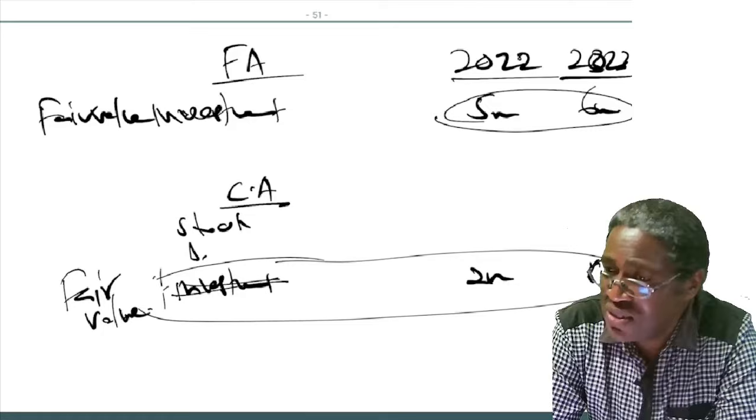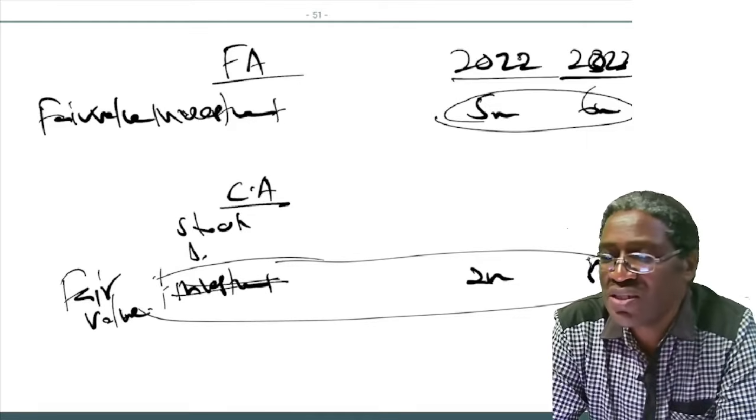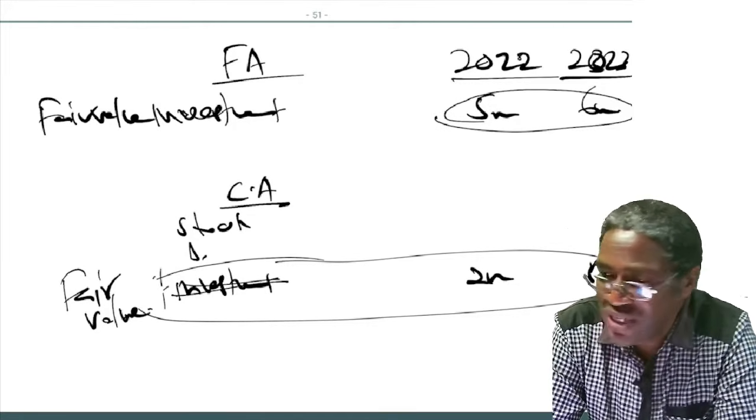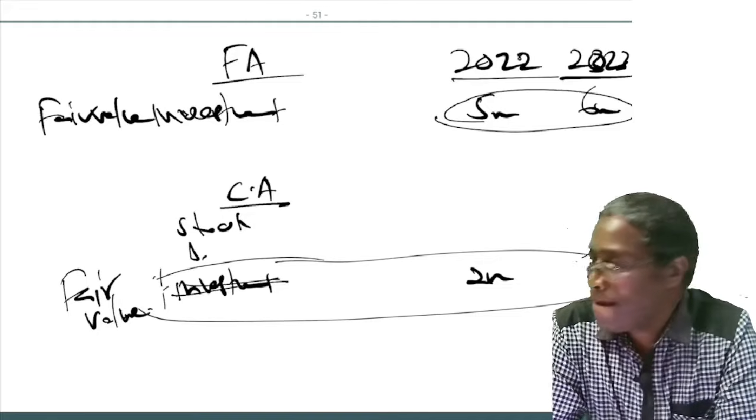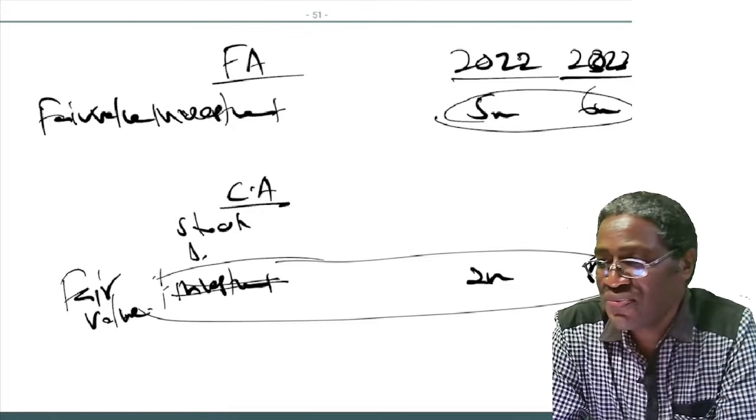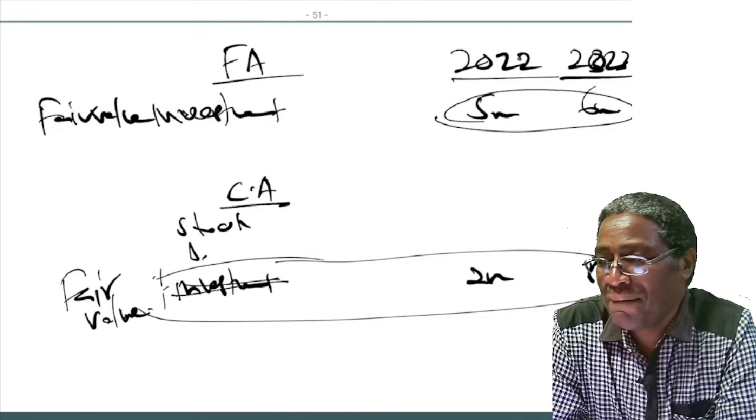Somebody has said financing. We have said no. Somebody has said working capital items. No. Yes. Somebody else? Try and remember.